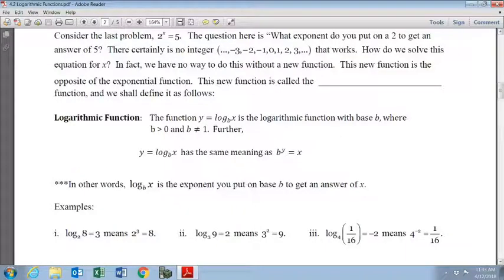So it says, consider the last problem, 2 to the x power equals 5. The question here is, what exponent do you put on a 2 to get an answer of 5? There's certainly no integer that works. How do we solve this equation for x? In fact, we have no way to do this without a new function. This new function is the opposite of the exponential function. So that's the key here. The opposite of the exponential function. And this is what we call the logarithmic function.